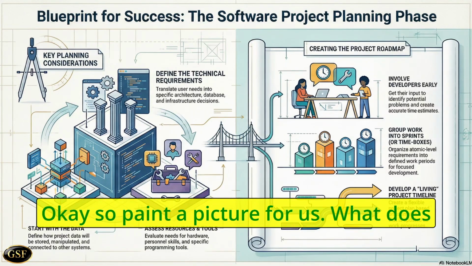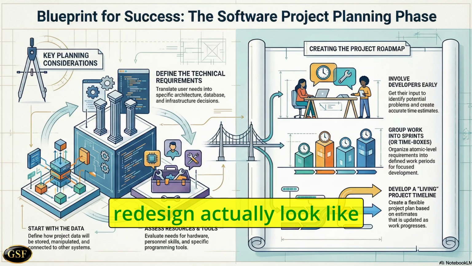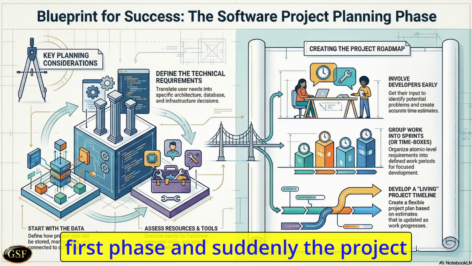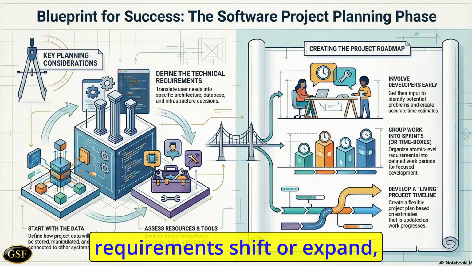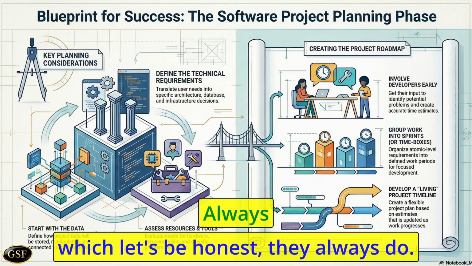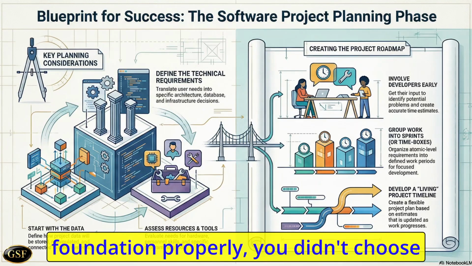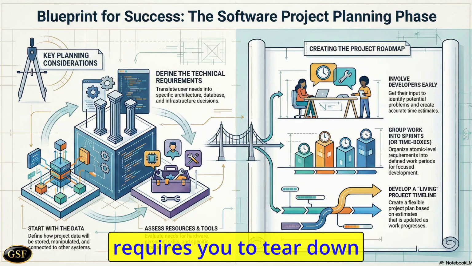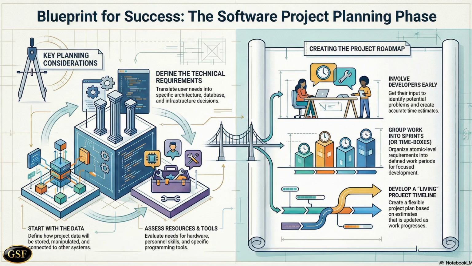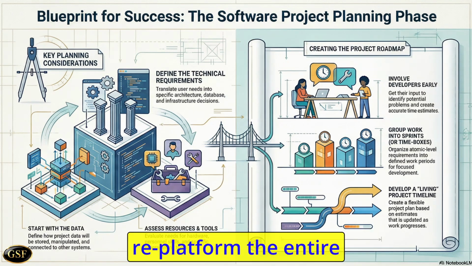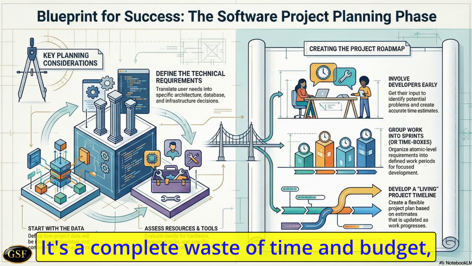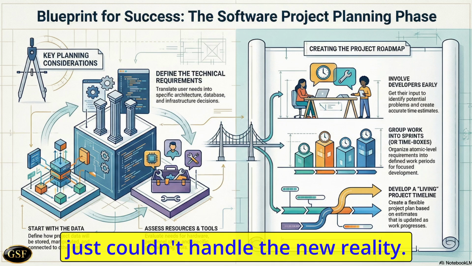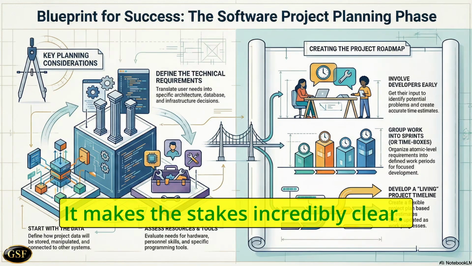Okay, so paint a picture for us. What does that catastrophic redesign actually look like in practice? Well, it happens when you deliver the first phase, and suddenly the project requirements shift or expand, which, let's be honest, they always do. Always. But because you didn't plan the foundation properly, you didn't choose the right engine for the car, that simple little shift in direction requires you to tear down everything you just delivered. Oh, wow. You have to scrap the structure, re-platform the entire system, and start over. It's a complete waste of time and budget, all because the underlying architecture just couldn't handle the new reality. That makes the stakes incredibly clear.